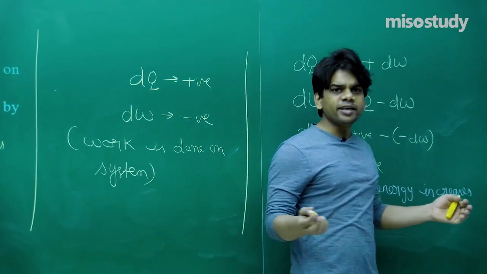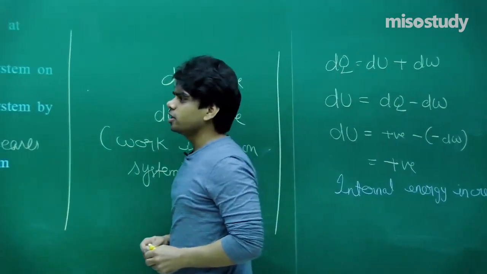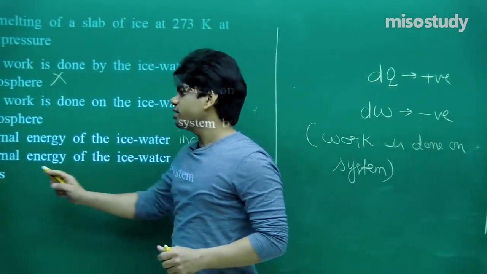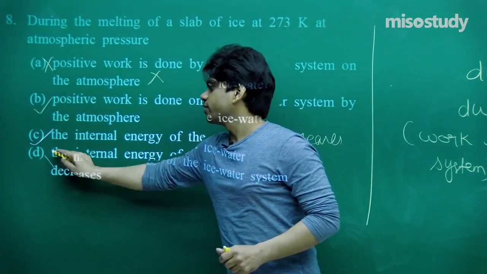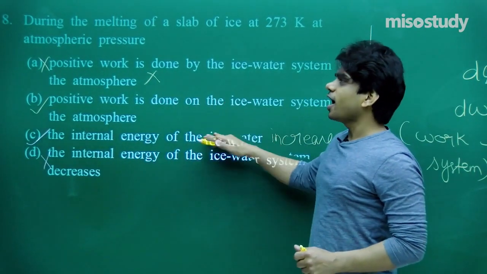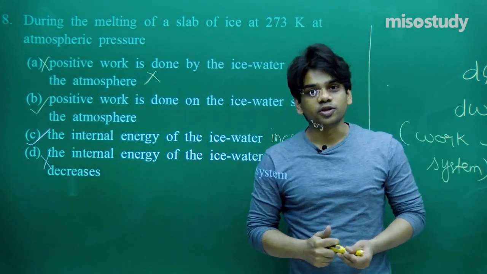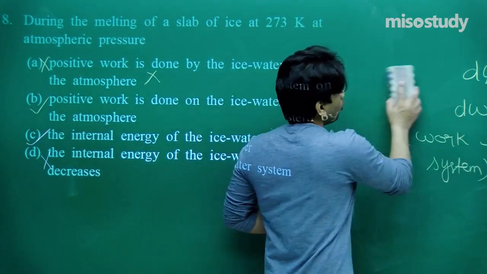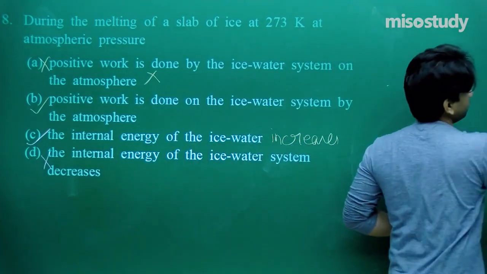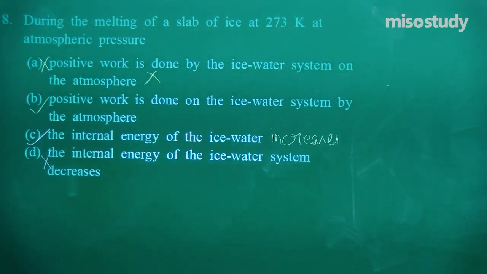So if internal energy increases, let's go and check the option. The internal energy of ice water increases. Yes, it increases. The internal energy of the ice water system decreases. No, it will not decrease. It will increase. So option number B and C are the right options for this question. Let's go ahead with the next question, and just let me wipe the board for you all.